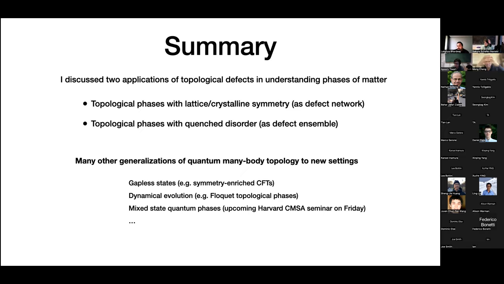So the simple example: you start from some clean SPT and turn on disorder. But disorder is weak, so we don't actually close a gap. Of course, the definition goes beyond that class of examples, but that's a familiar setting where we have this sort of ensemble.